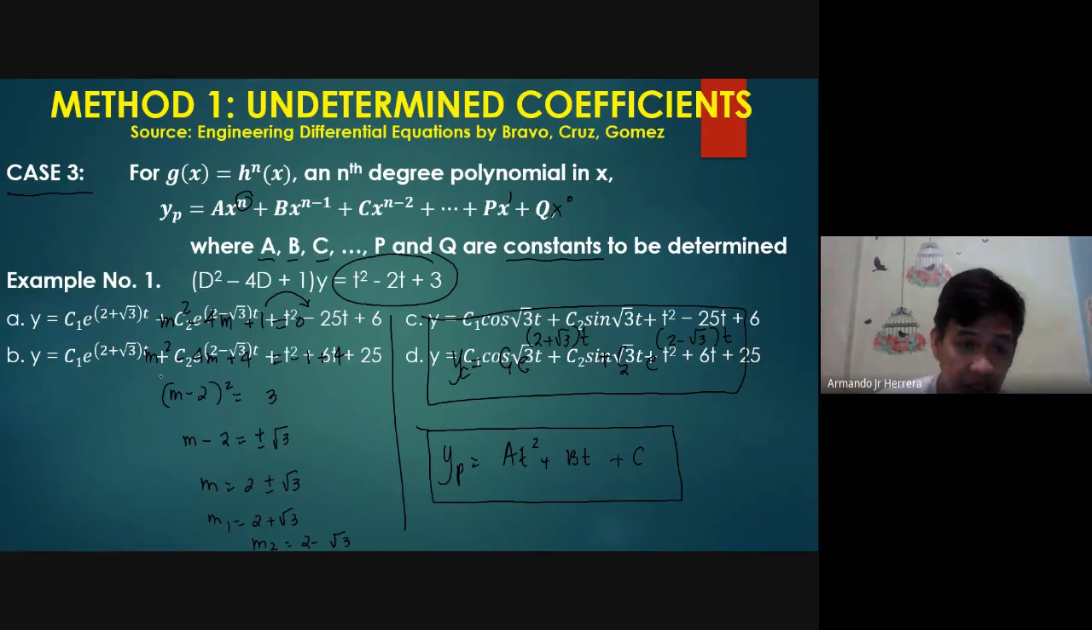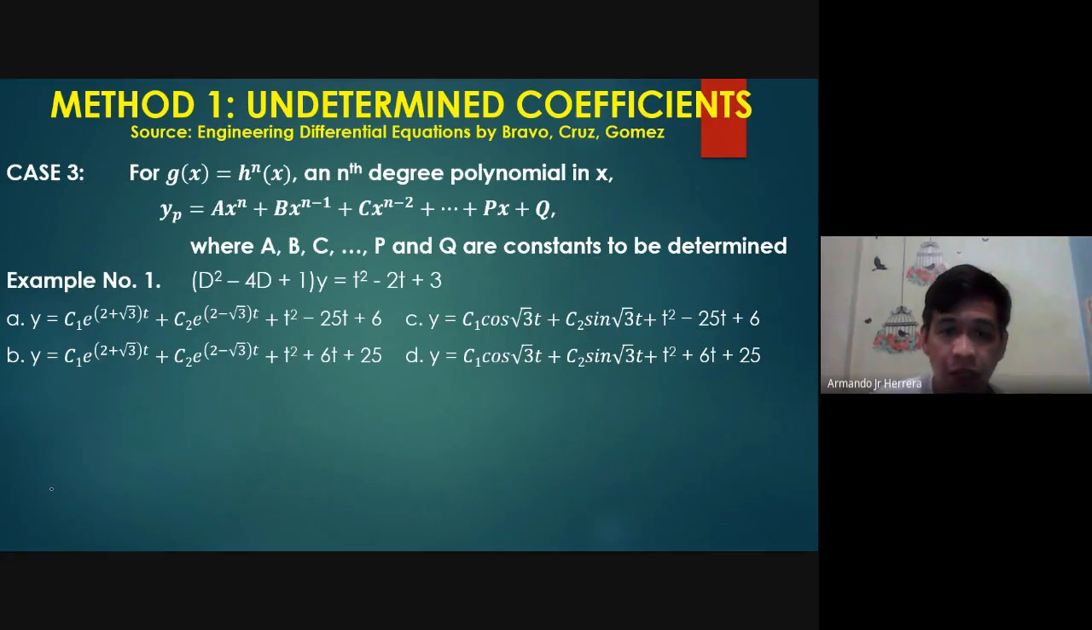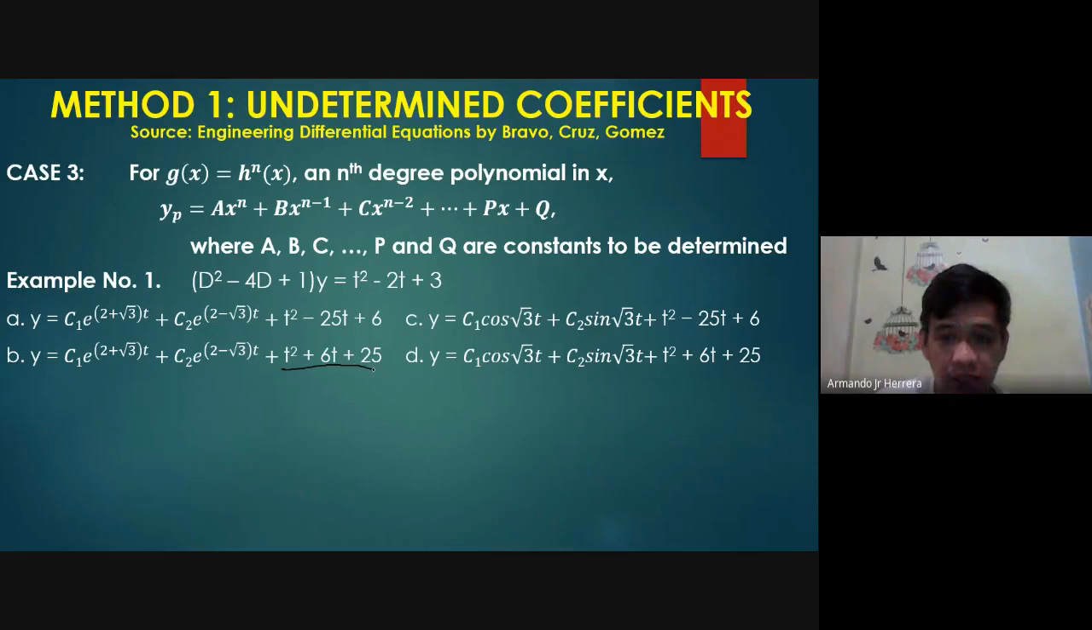So i-clear lang natin. Clear natin, magiging plus 60 plus 25. So ito yung plus 60 plus 25, ito yung plus 60 plus 25. So hindi na yung A, hindi na yung C. Let us check. So the answer must be B. So meron kasi tayo nitong exponent. So the answer is letter B.